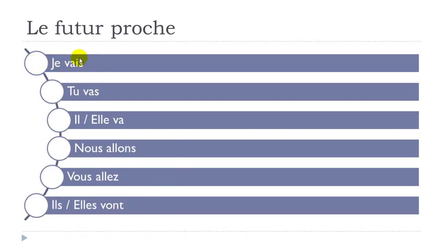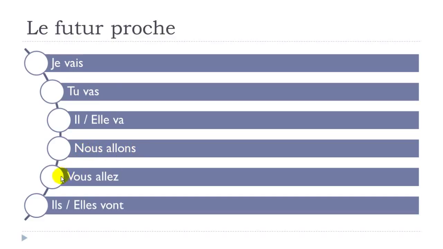Je vais, final S not pronounced here, and remember when you combine this A and I together, you get the sound E, so really open. Je vais. Tu vas, final S not pronounced. Tu vas. Il va, elle va. Nous allons, remember, final S not pronounced, O and N together, it's on. And then we'll make this little link between the two, what we call the liaison, nous allons.